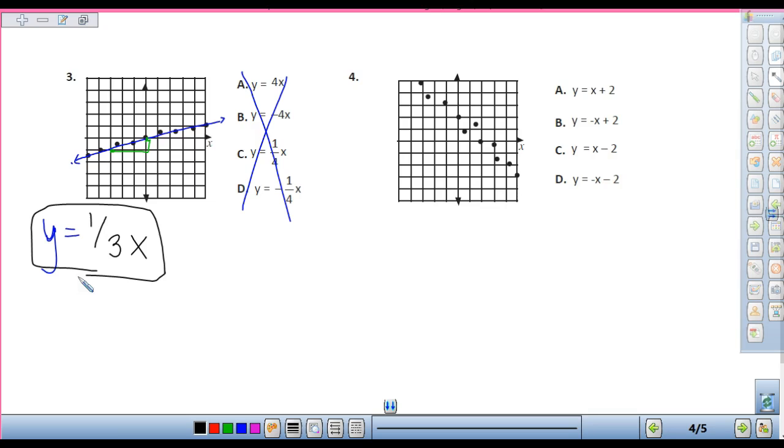Looking at my multiple choice, which one's the closest? C. So, Izzy, you see how things are a little bit different there? We drew a little bit different lines than what the book drew.